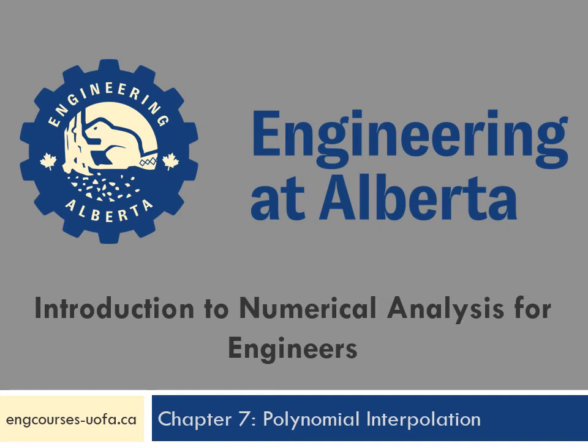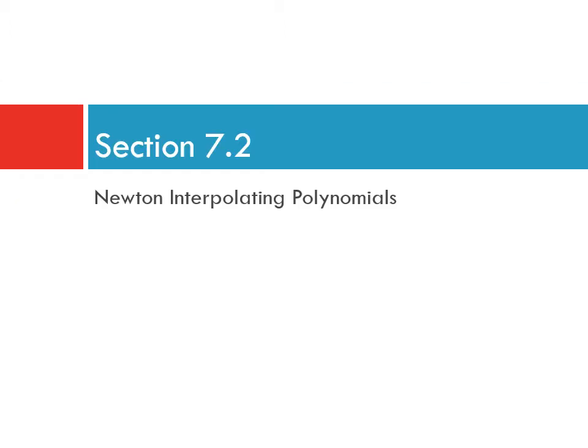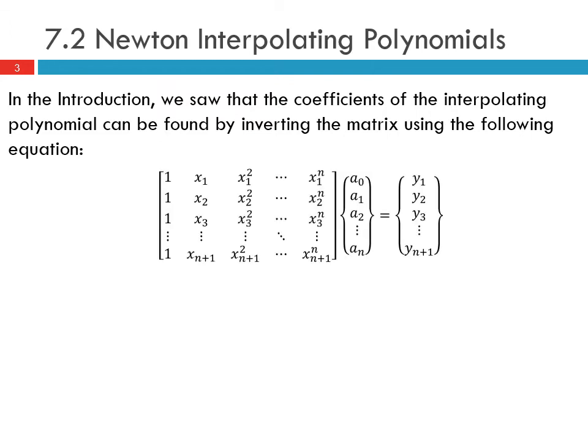In this video, we will look at section 2 of our polynomial interpolation chapter. In particular, we will focus on Newton interpolating polynomials. In the introduction section, we saw that the coefficients of the interpolating polynomial can be found by inverting the matrix using the following equation.